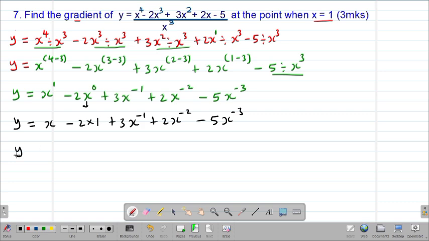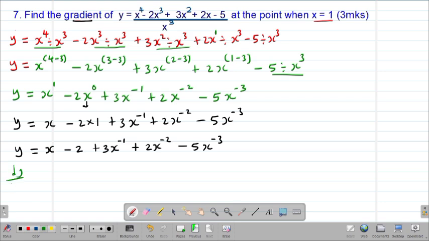So this will be y equals x minus 2, plus 3 to the power of, that is x to the power of negative 1, plus 2x to the power of negative 2, minus 5x to the power of negative 3. Now with this we can easily differentiate so that we can get the gradient function.